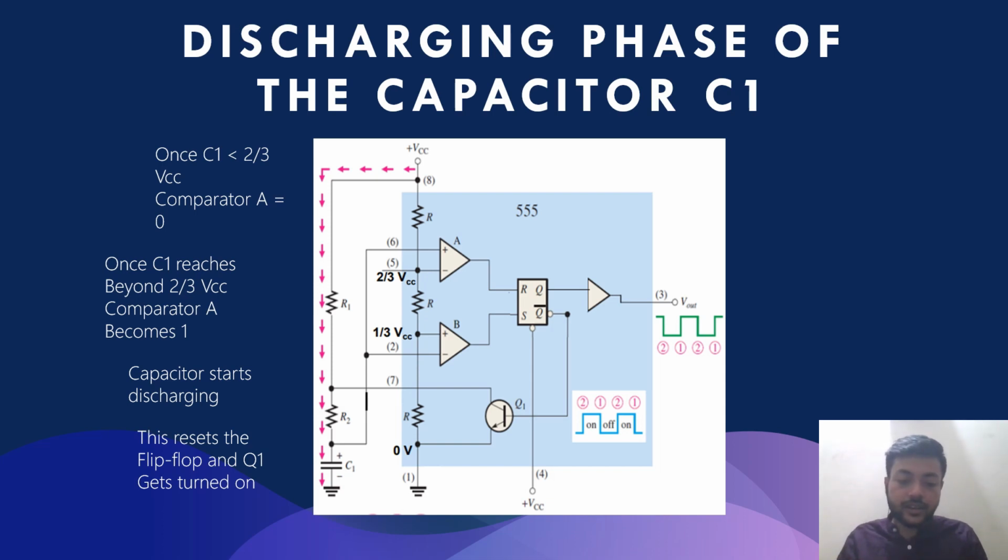Threshold reached and output switches. Once the voltage at pin 2 reaches two-thirds of the supply voltage VCC, the 555 timer output flips to low, 0 volts. Capacitor discharges. Simultaneously, a path opens for C1 to discharge through resistor R2. The capacitor voltage at pin 2 starts discharging.